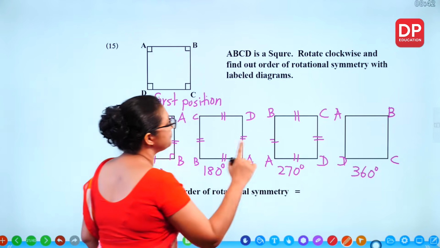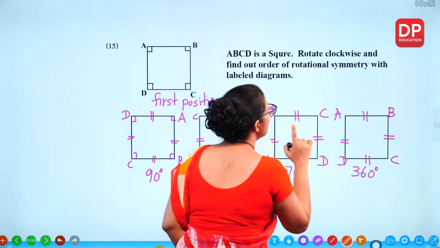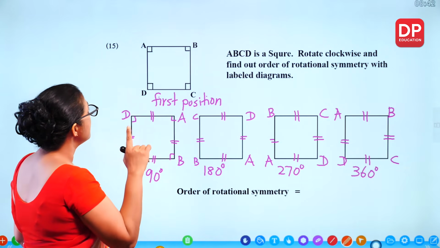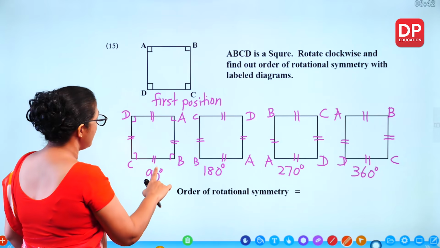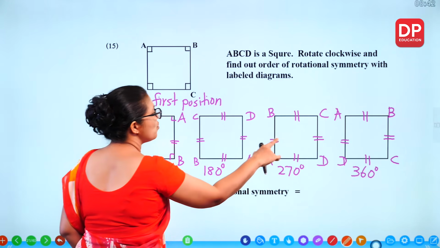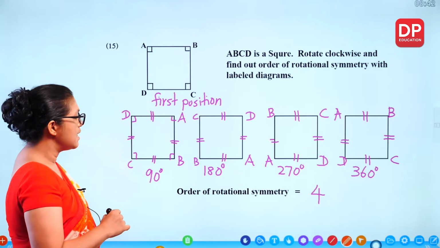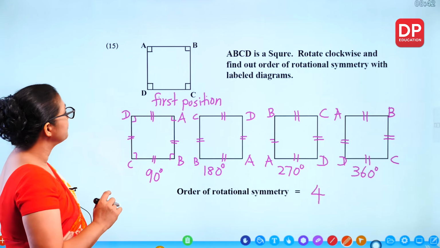So that's the order of symmetry in a square. Now what's the order? How many times do you get the same thing? 1, 2, 3, 4. So the order of rotational symmetry is 4.